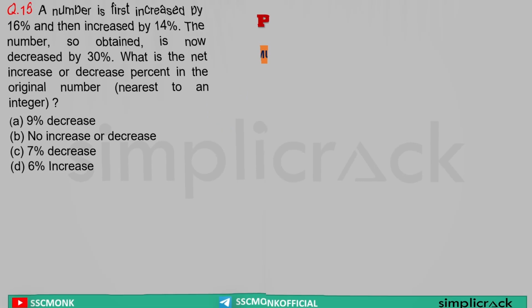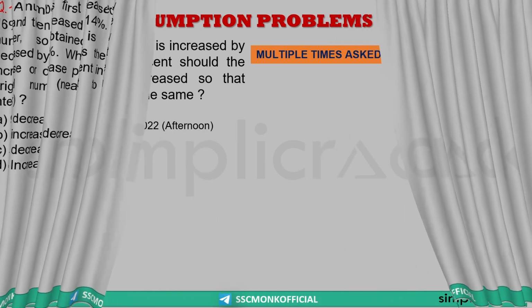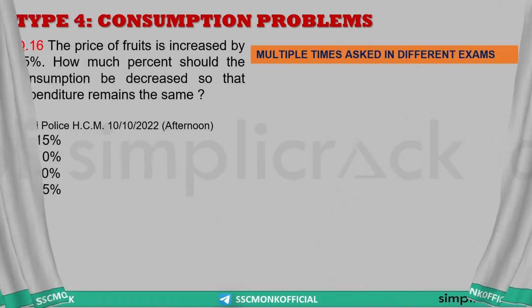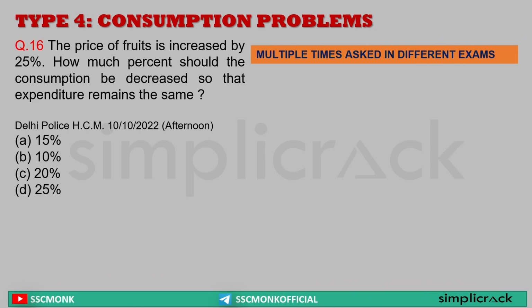Okay. Now the new type, it is saying consumption problems type 4. If the fruit price is increased by this much, by how much percentage should the consumption be decreased? Now what I would say, you can do it in a traditional method as well, but if you remember the formula, it will be a bit easier for you. Okay, what is the formula? If price is increased, in case of increase, what will we always do?